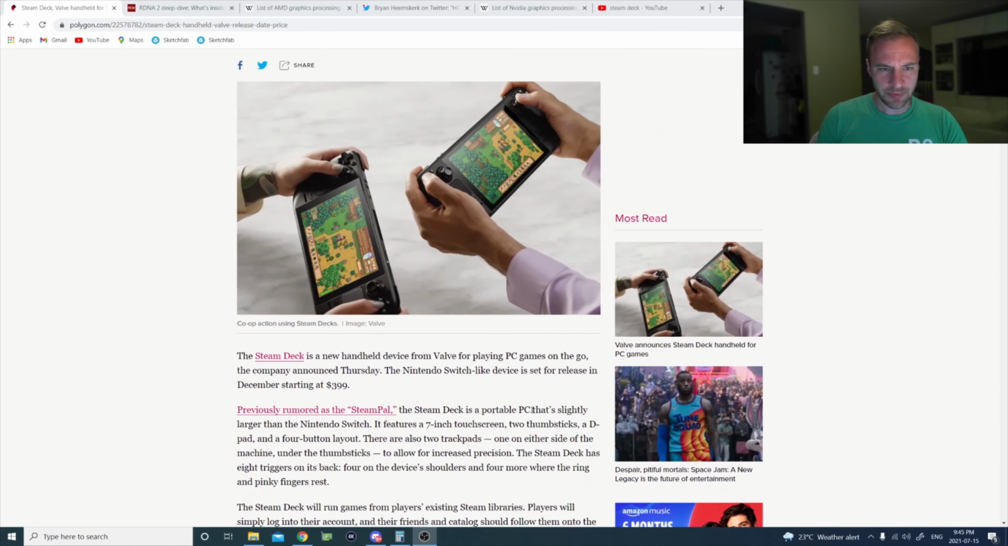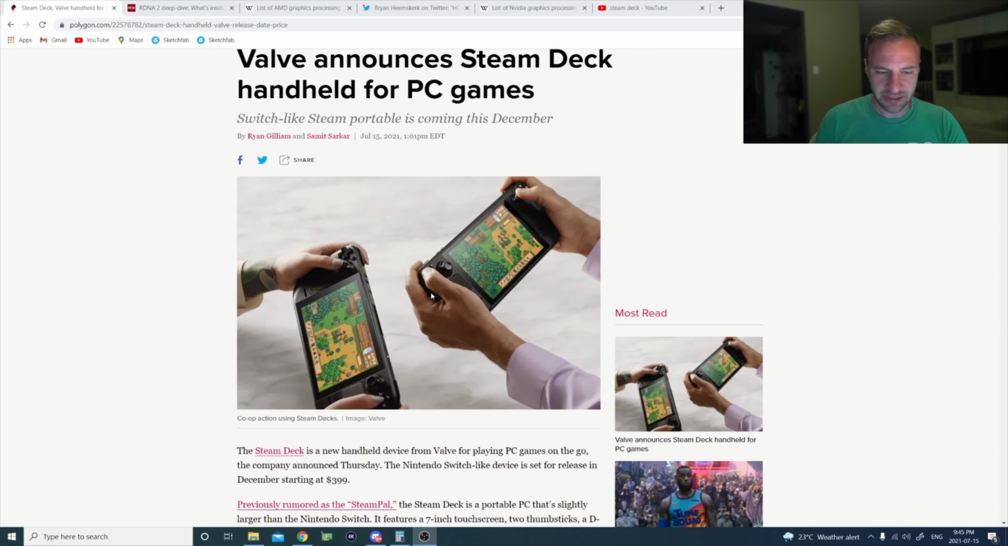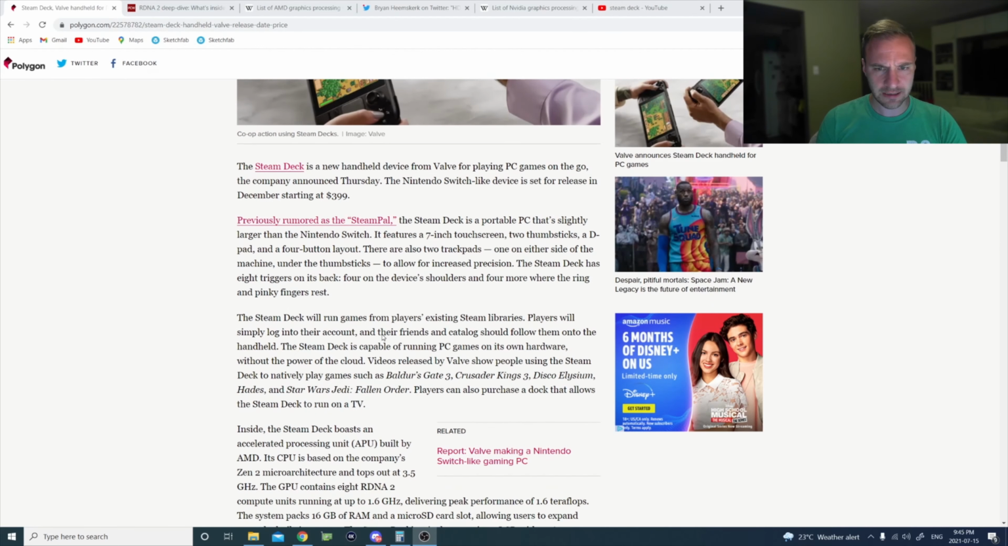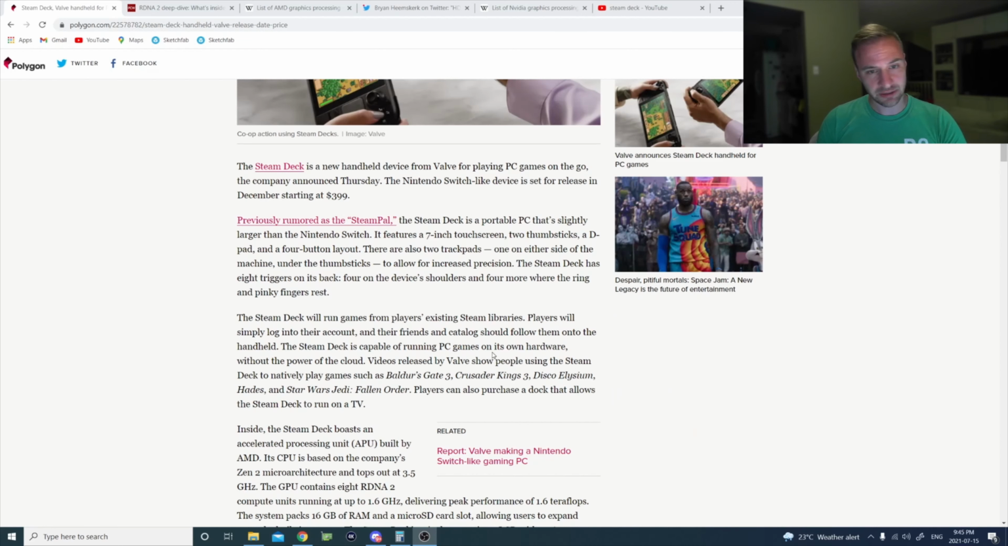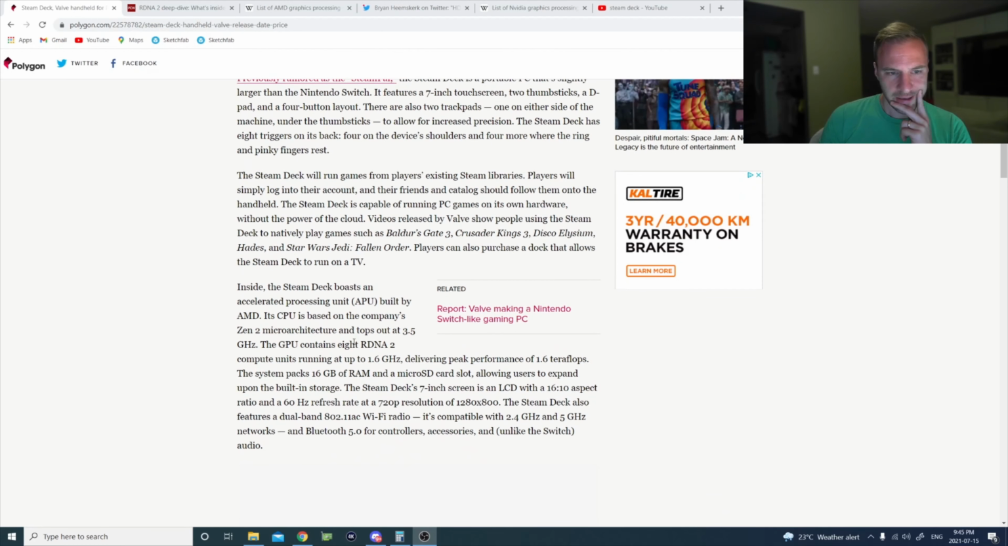So a little bit bigger than a Switch, 7-inch touchscreen, thumbsticks. The thumbsticks seem a bit obtrusive. I'm kind of curious. It looks a little cramped with the button layout. Could still be okay. I'm curious how that will feel. Touchscreen. It has two trackpads, probably for mouse-style games, increased precision, probably shooters and things like that.